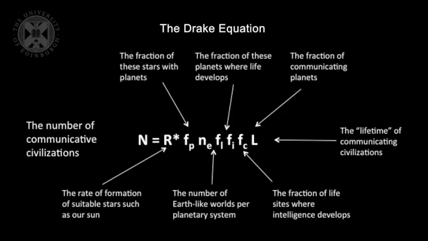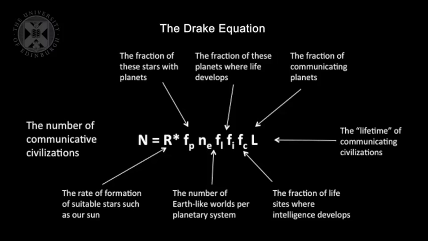The next term is the fraction of these stars with planets. A few decades ago, this was pure speculation. We just didn't know of planets around other stars. Now, with an increasing quantity of data about planets orbiting distant stars, we can begin to get a more accurate estimate of the number of stars that actually host planets. And so we can begin to put some estimate on this term in the equation, Fp.